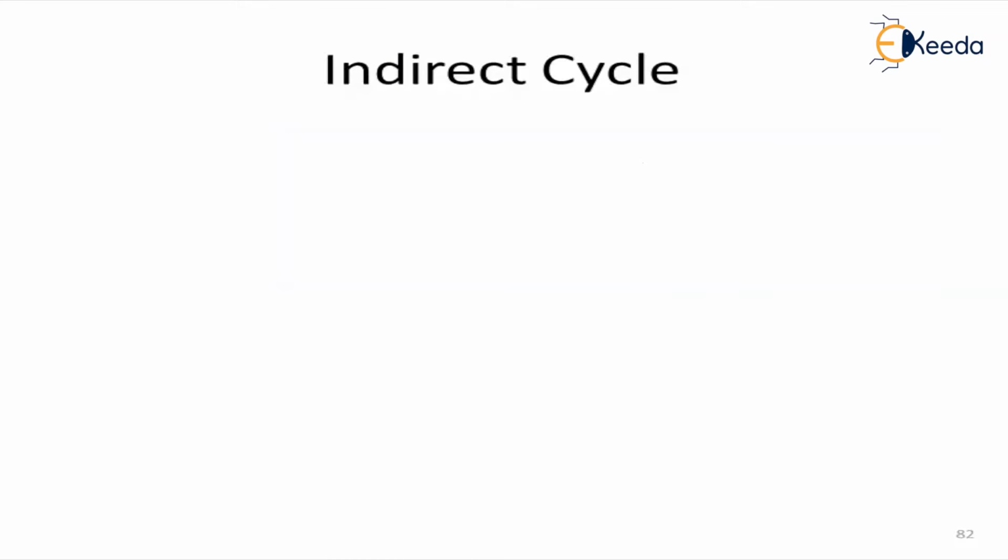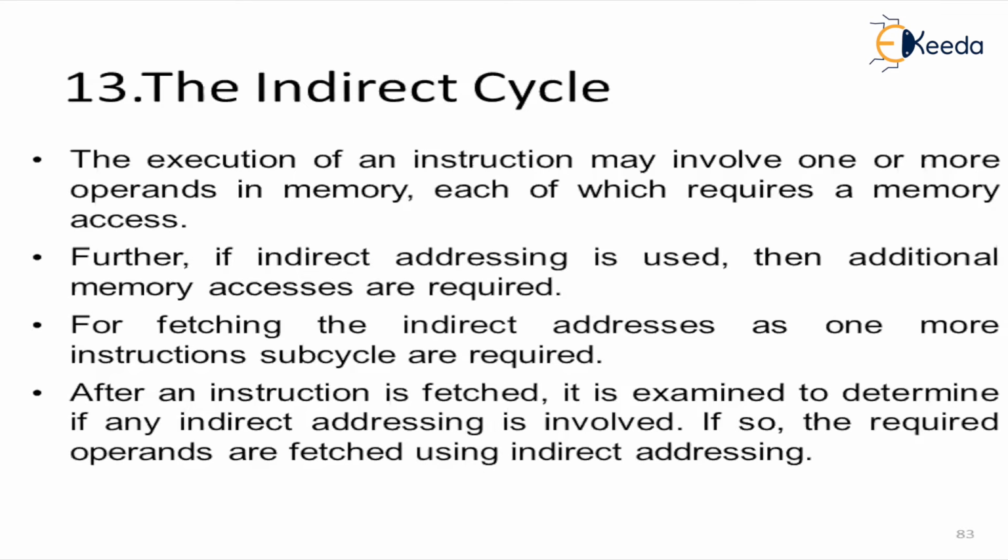The execution of an instruction may involve one or more operands in memory, each of which requires a memory access. Further, if indirect addressing is used, then additional memory accesses are required. So whenever indirect addressing is required, more memory is required. So the execution of an instruction may involve one or more operands.